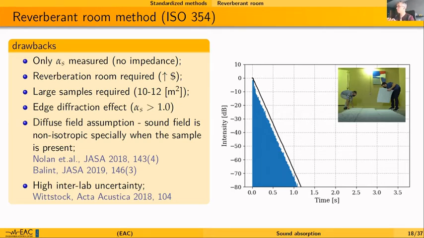that is important in this method is not completely fulfilled, and there has been evidence reported recently in the literature that the sound field is non-isotropic in many rooms, especially when we put the material inside. And also, high interlab uncertainty has been reported recently, so measuring the same sample in many labs returns different results.